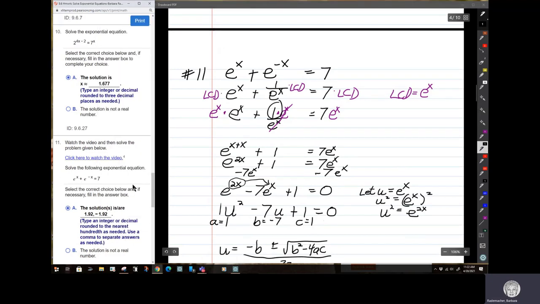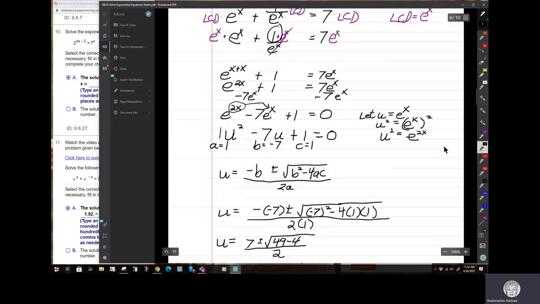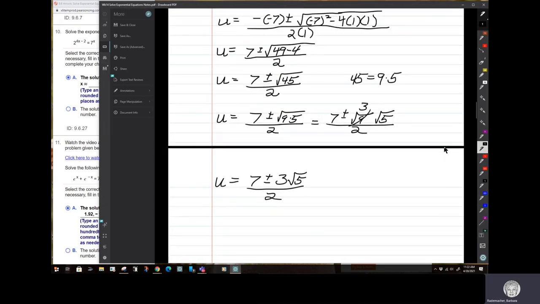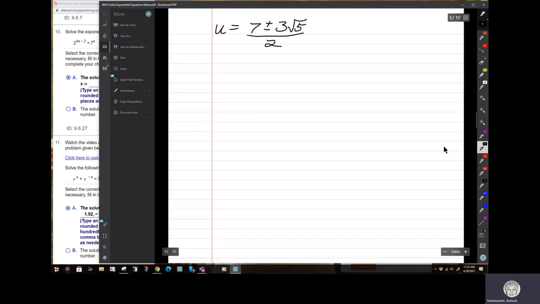Most of the time, there is nothing I can do. Okay. I'm looking at this hoping I got some of the numbers wrong, because I'm letting myself worry ahead of time. But no. Okay, we're going to fight on. U equals 7 minus 3 times the square root of 5 over 2, and u equals 7 plus 3 times the square root of 5 over 2.